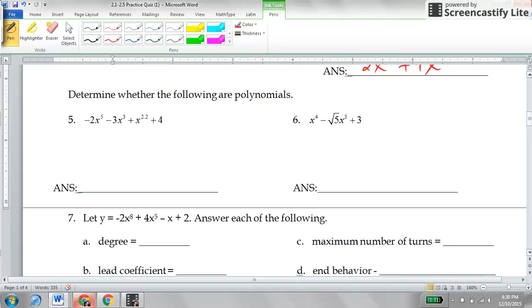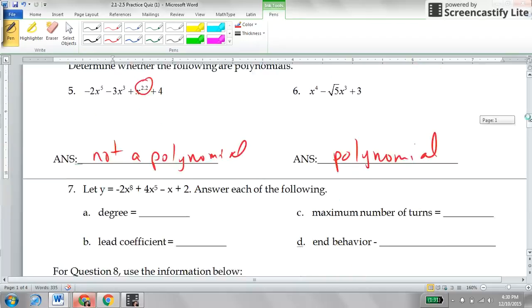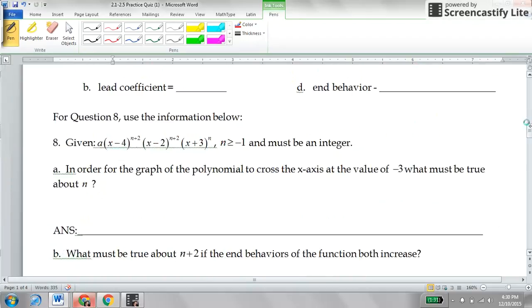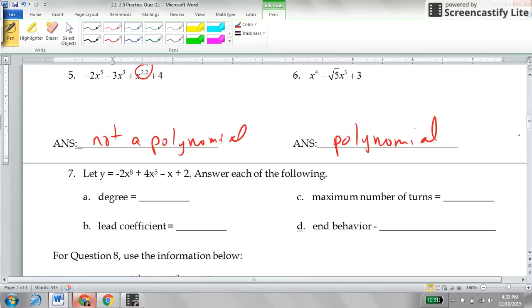For 5 and 6, your exponents, not your coefficients, your exponents cannot be decimals, fractions, negatives, or radicals. So this is not a polynomial because of this 2.2. This is a polynomial because we don't care that the coefficient is a radical. Okay. Oh, too far. Chug along, we're at 7.